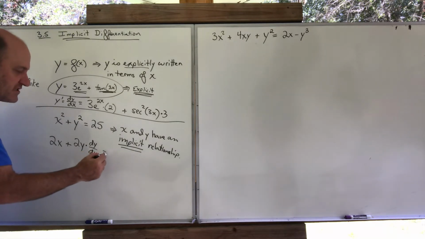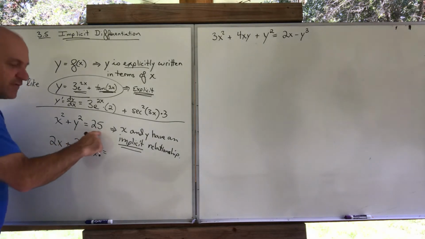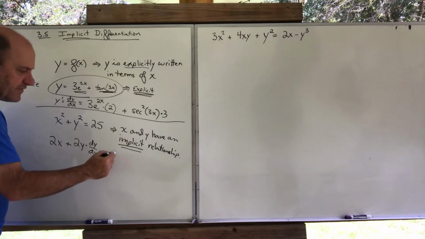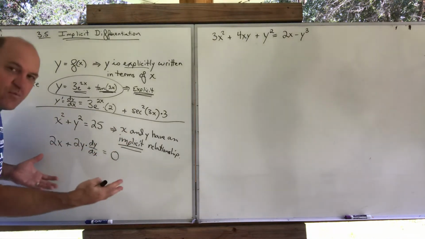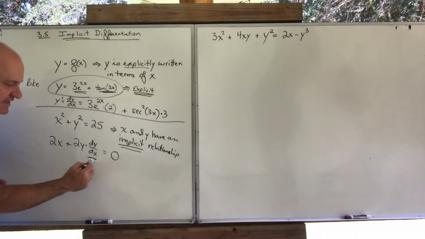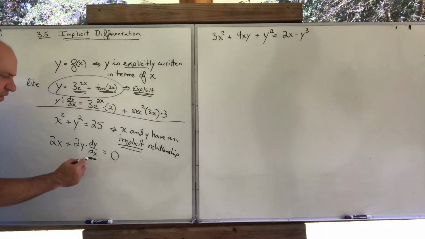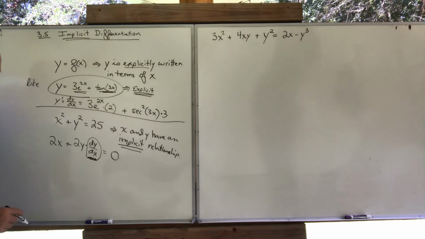Let's go across the equal sign. Anybody know the derivative of 25? The derivative of 25 is 0. So we did the derivative, but again, where's the derivative? The derivative is this dy dx. So what we do then is we solve for that. So we're going to do algebra. From here on, it's algebra.